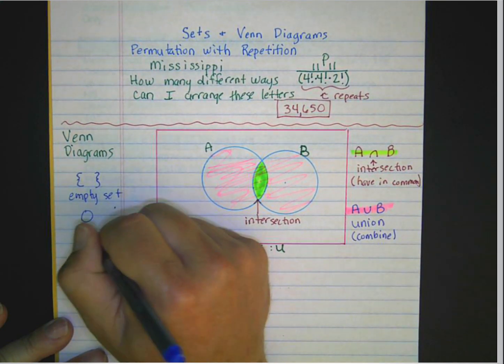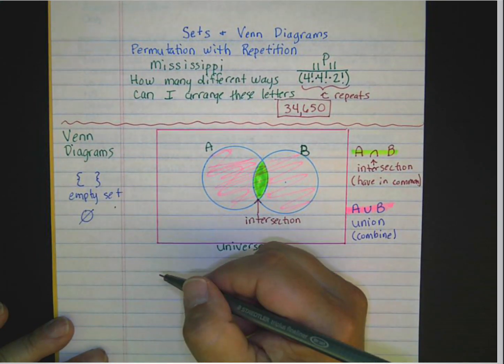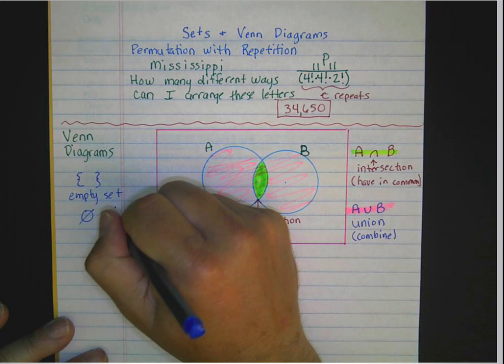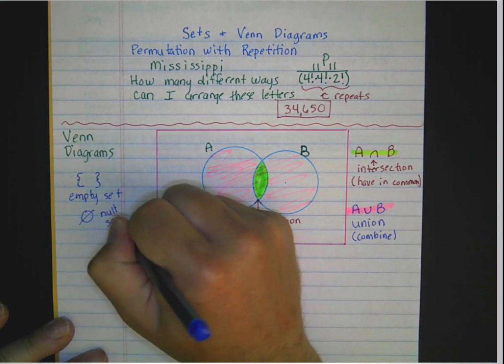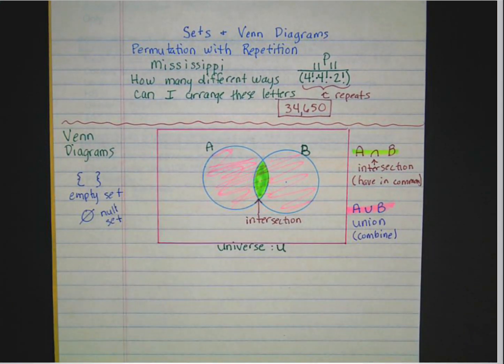Sometimes you'll see this symbol instead of the empty set. That's called the null set. They mean the same thing. Okay, the empty set or the null set.